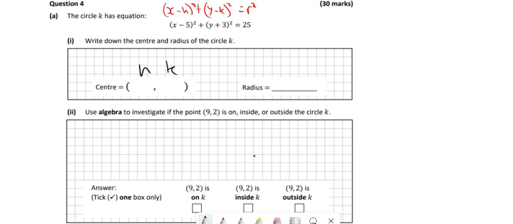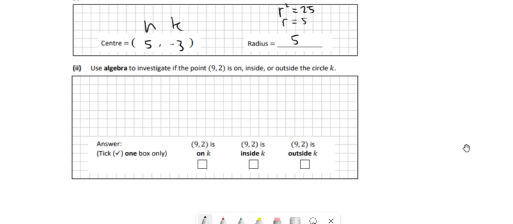So x minus h, therefore we always have to change the sign of whatever is in there, so that the h will be 5 and then the k would be minus 3, because when you're putting it into the original formula it'll change the sign. And then our r squared is equal to 25, so if you do square root of 25, you might know already it's going to be 5. So that's the center and the radius. Then we need to see if this point is inside, outside, or on the circle.